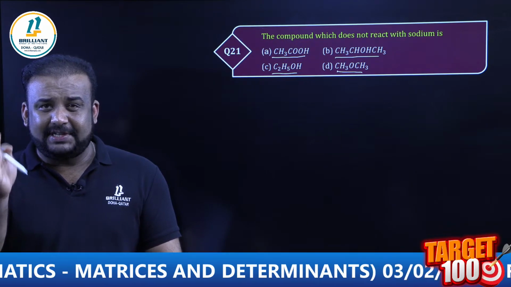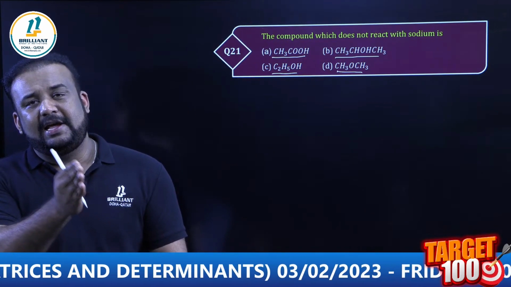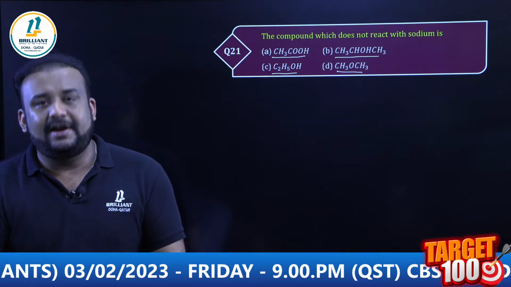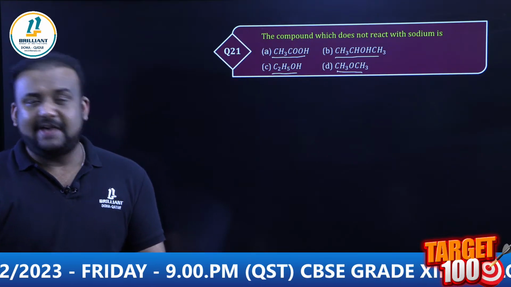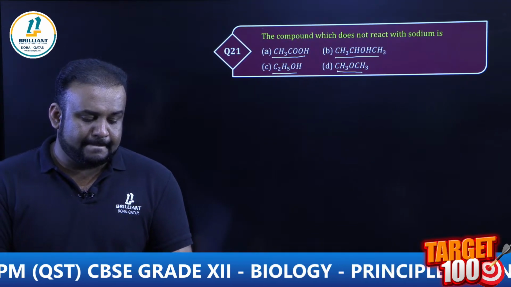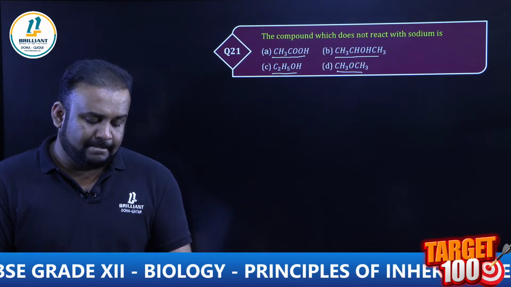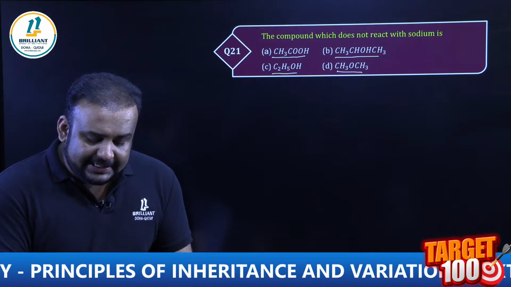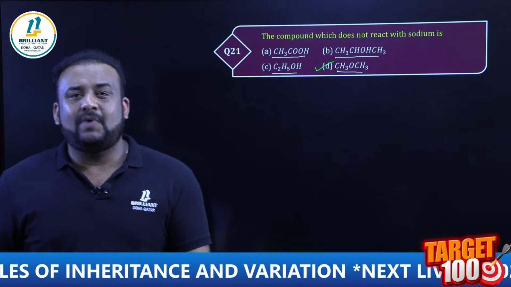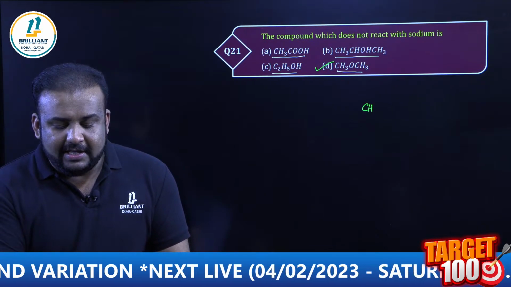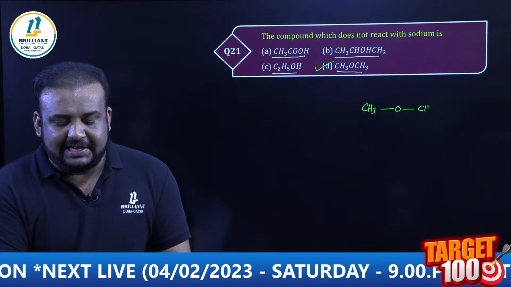Very easy. Sodium's reaction will be with a substance who has an acidic hydrogen or an active hydrogen. Who doesn't have active hydrogen here? Come on, quick. Very good, Abin. Very good. It is CH3OCH3. Why? Because it's an ether. You can see that clearly this ether doesn't have an active hydrogen.